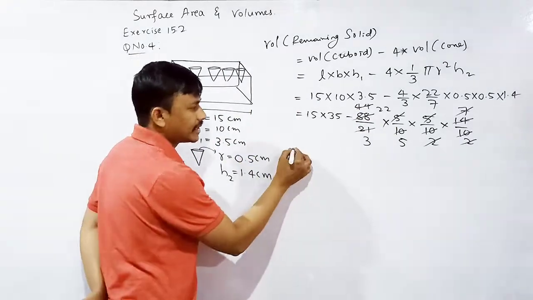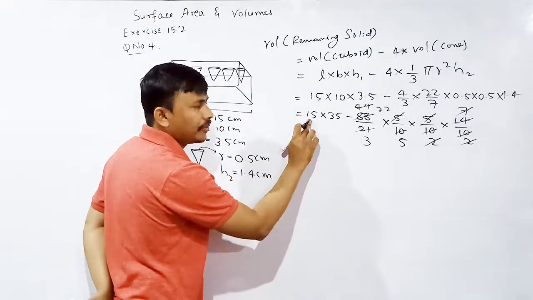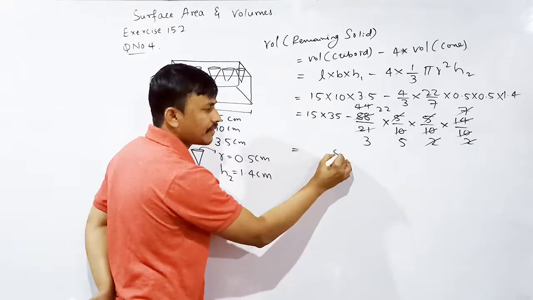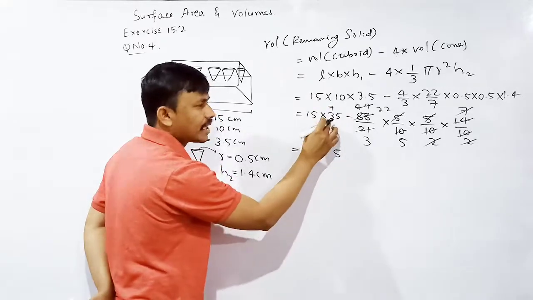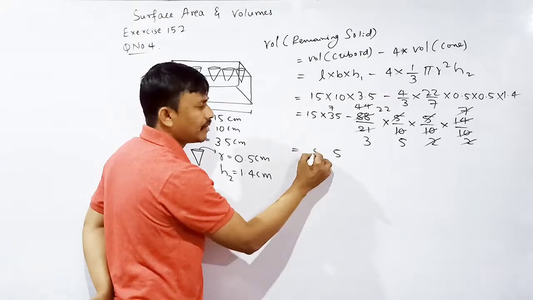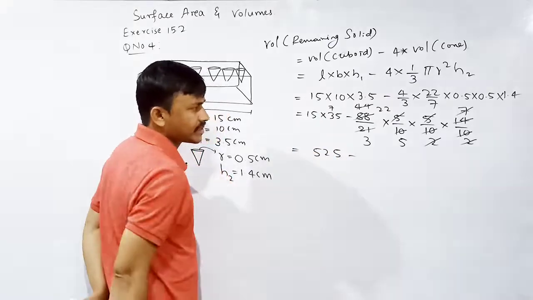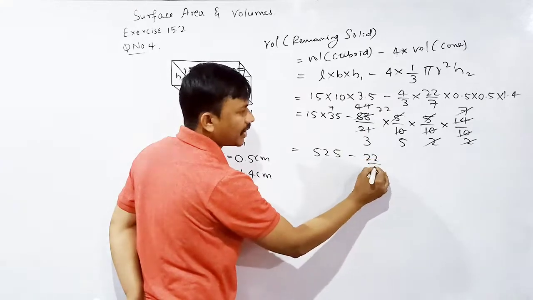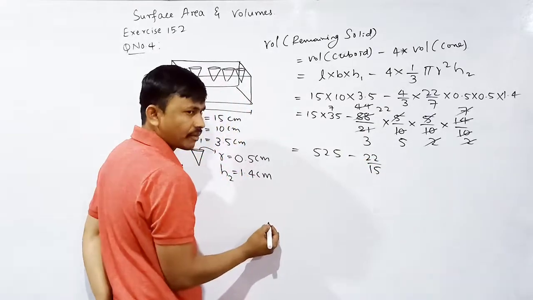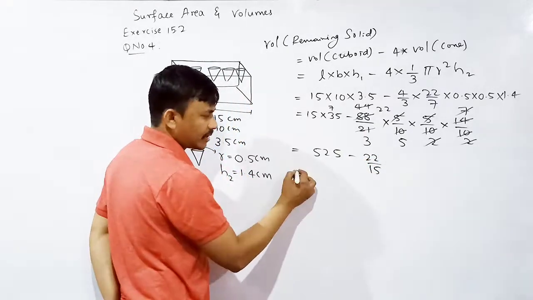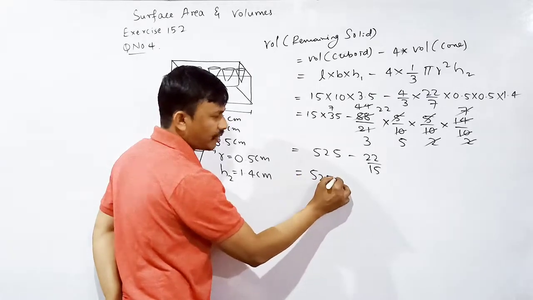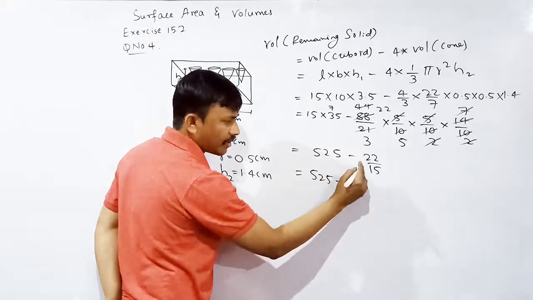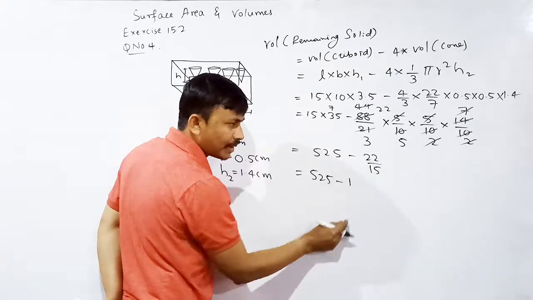Next, this is equal to 35 into 15. 15 fives are 75, 15 threes are 45 plus 7 is 52. Minus, what is the upper value here? 22 divided by 15. Correct? This is equal to 525 minus 15 ones are 15. How many remaining?